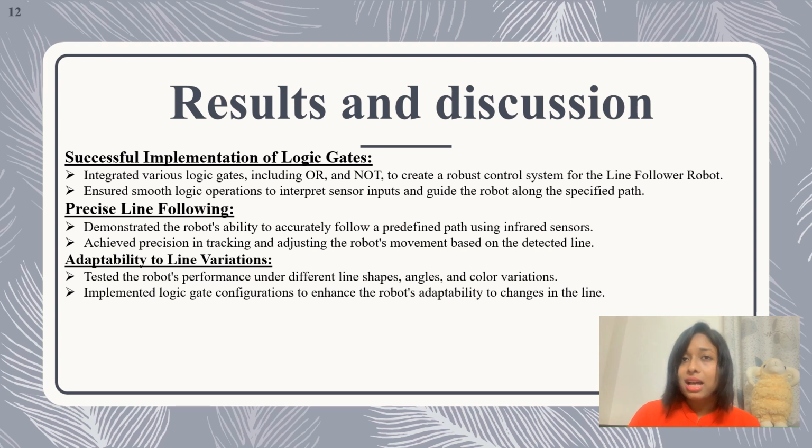In summary, our line follow robot project successfully utilized the logic gates to create a control system that not only interprets sensor inputs effectively but also ensures the robot's precision in following complex paths. It successfully utilized infrared sensors, DC motors, a sophisticated motor driver, and a reliable power supply to achieve precise movement and adaptability on the defined path.